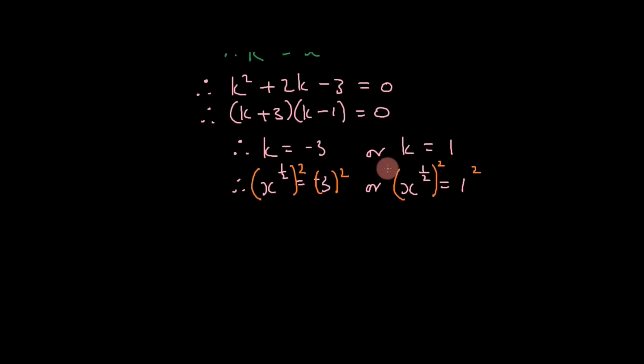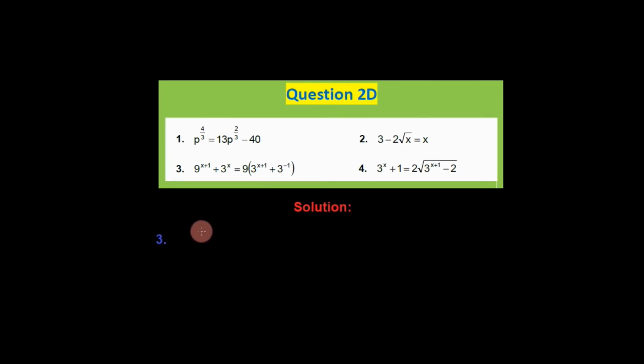And on the left-hand side, when we multiply the powers, they cancel. So we're left with a equals negative 3 to the 2, or squared, which is 9. And here we have x equals 1 squared, which is 1. So we have 9 to the x plus 1 plus 3 to the x equals 9 into 3 to the x plus 1 plus 3 to the negative 1.